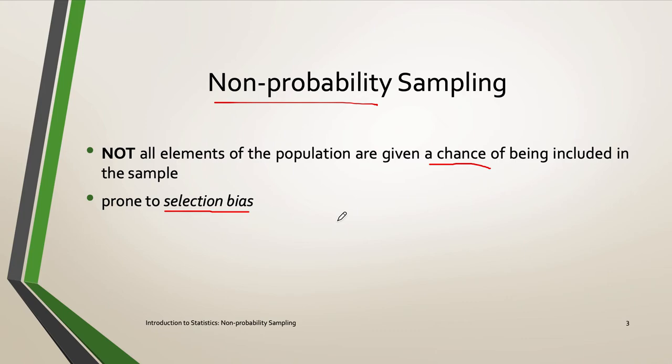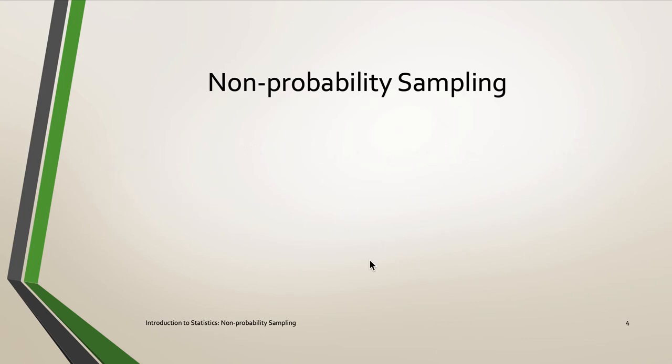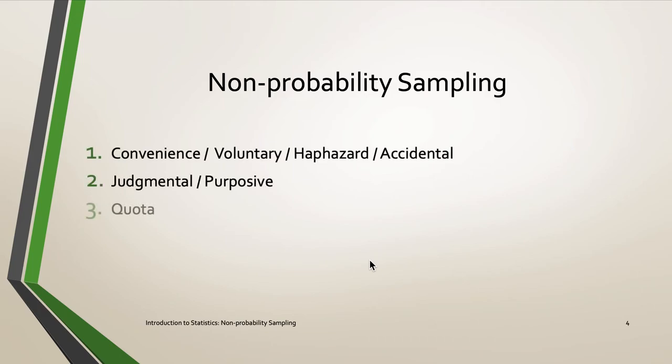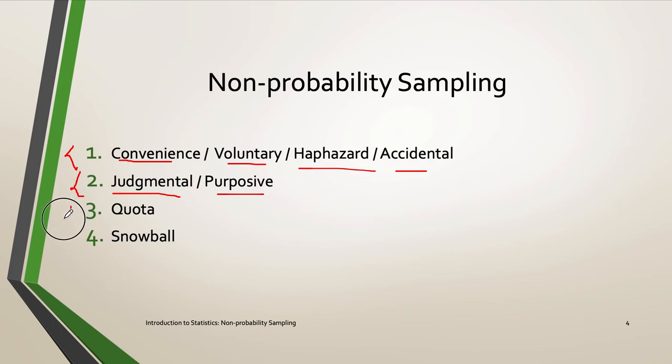So what are these types of non-probability sampling? We have four generally. Number one, we have the convenience, the voluntary, the haphazard, the accidental. Judgmental and purposive is another. These are all the same, one of a kind. Maybe in some books you will see that convenience and accidental are separate, so it's based on their book. Number two is judgmental, purposive, also called expert. We have the quota, and we have the snowball. We'll be discussing them one by one here.